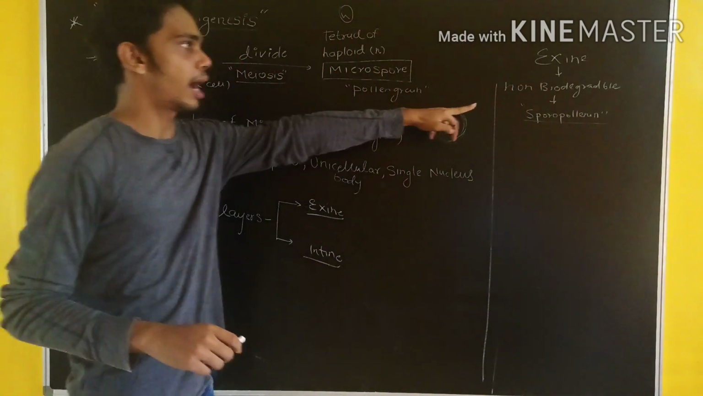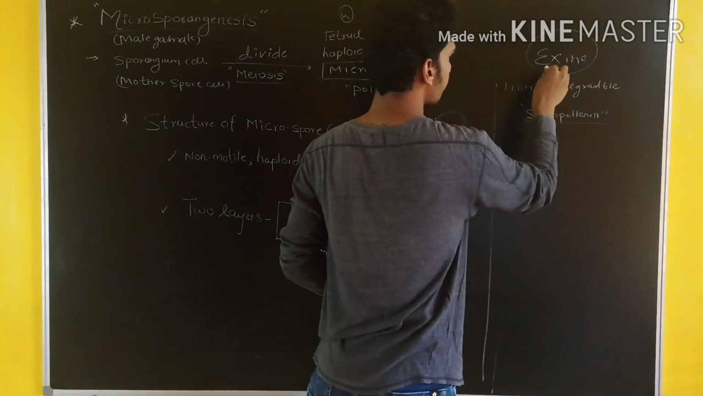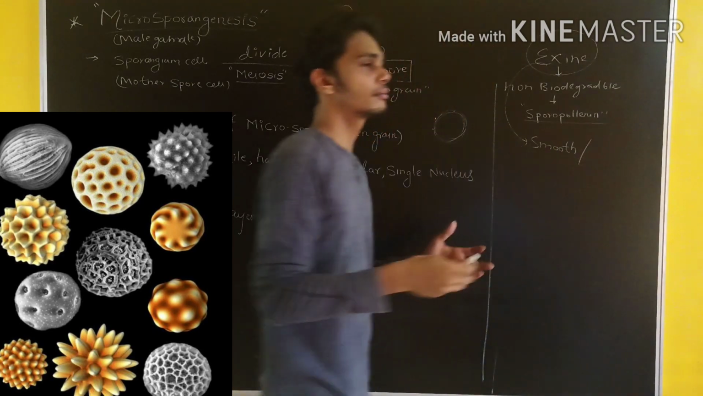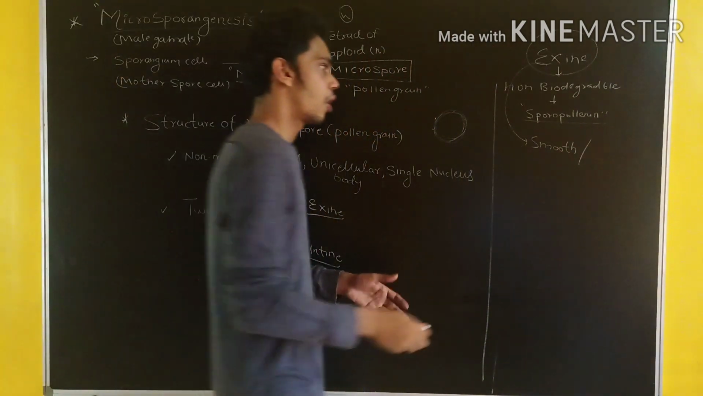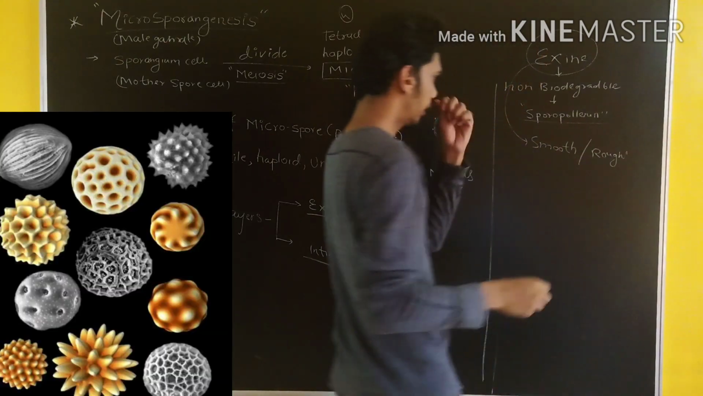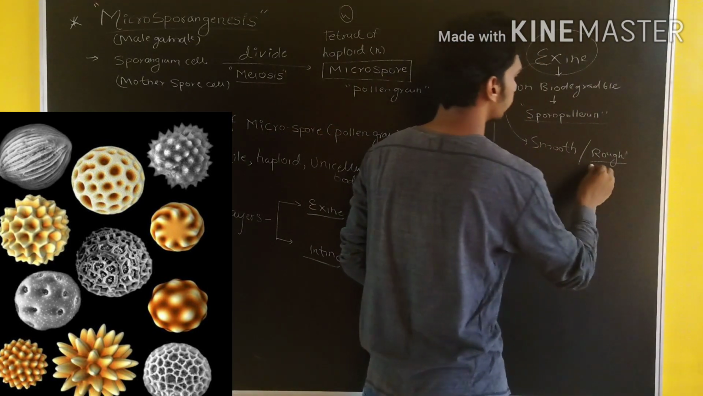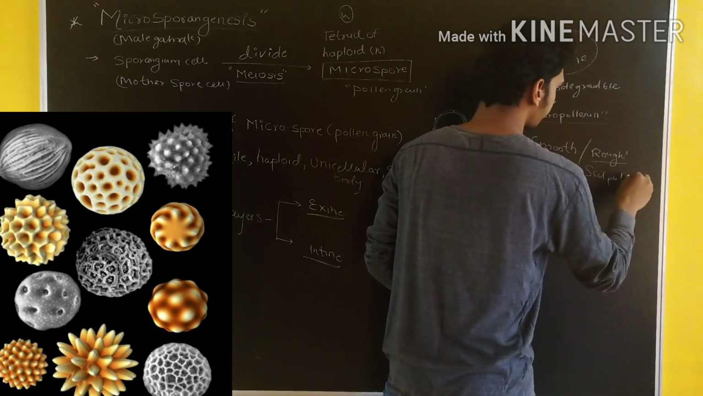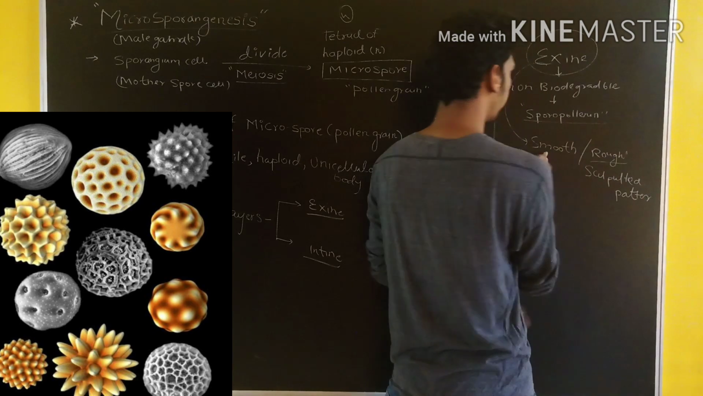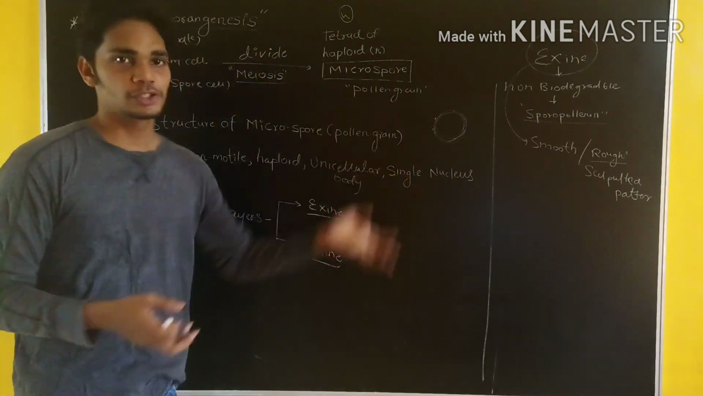Okay. Now after sporopollenin, we have to understand that the exine may be smooth, or it may show a rough structure, the sculptural part. In your textbook there is the word sculptured. It shows a sculptured pattern. So this may be a smooth or sculptured pattern. It is the identity of the species, we can say.